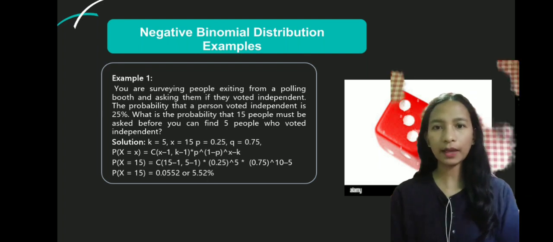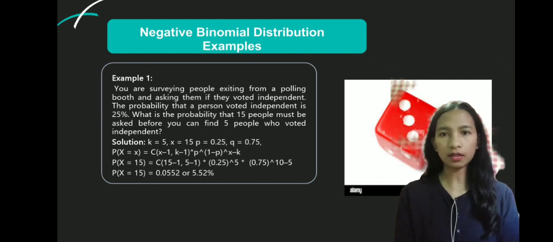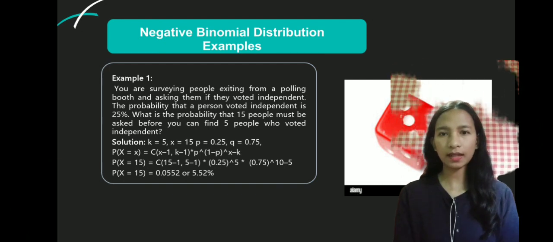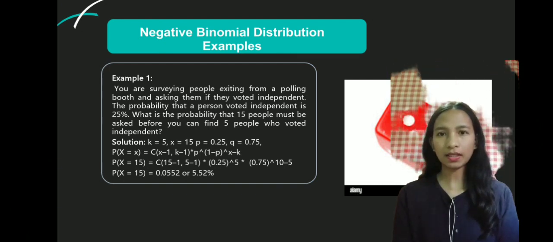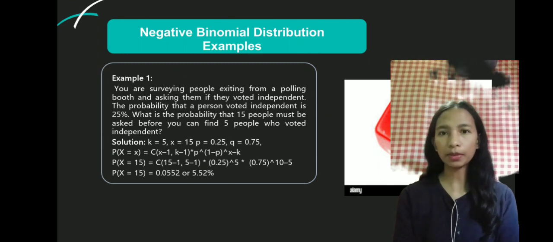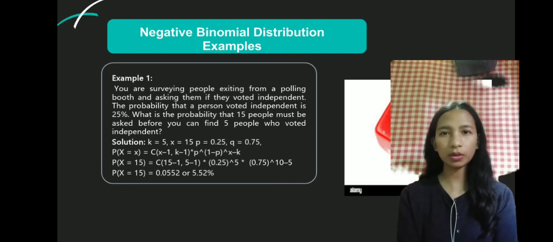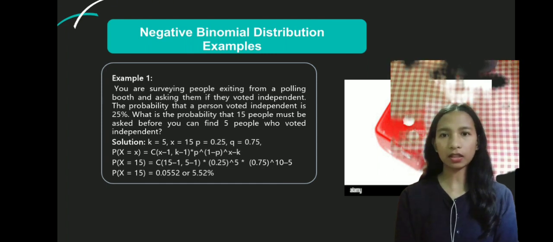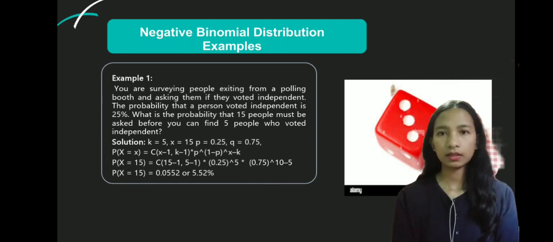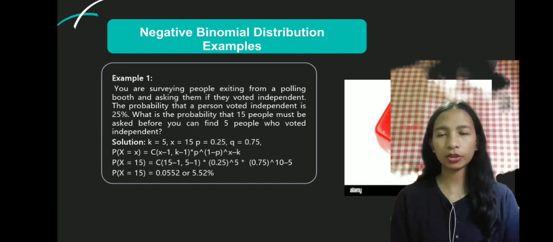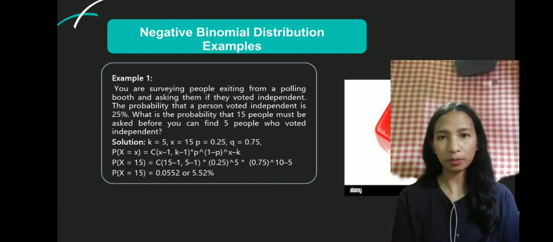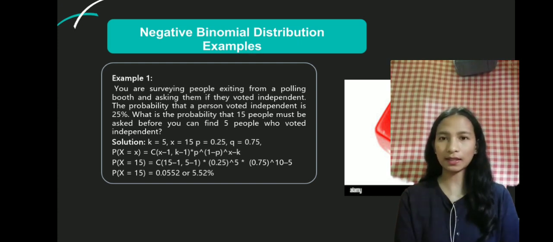Using the negative binomial distribution with the given values of k equals 5, where it is the desired number of people who voted independent, x equals 15, where it is the total number of people asked, p equals 0.25, where it is the probability of a person voting independent, and q equals 0.75, where it is the probability of a person not voting independent. We can calculate the probability as follows. This means there is a 5.2% chance that we need to ask 15 people before finding 5 people who voted independent.